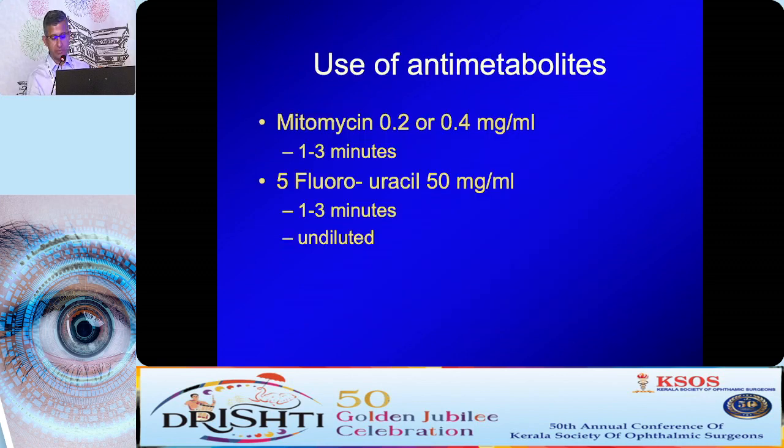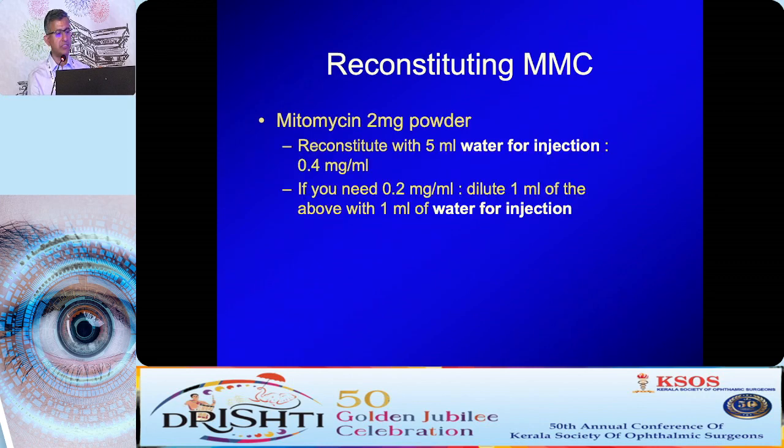And Kiran has already alluded to this, that you can actually use mitomycin 0.2 or 0.4. Those are the 2 commonly used concentrations, or 5-FU, which you use undiluted at the same concentration. Duration varies from 1 to 3 minutes in both of these. Nowadays, the use of 5-FU at the time of the primary surgery has come down substantially, and we normally use only the mitomycin. It's important that when you reconstitute mitomycin, it comes in a 2 milligram powder.